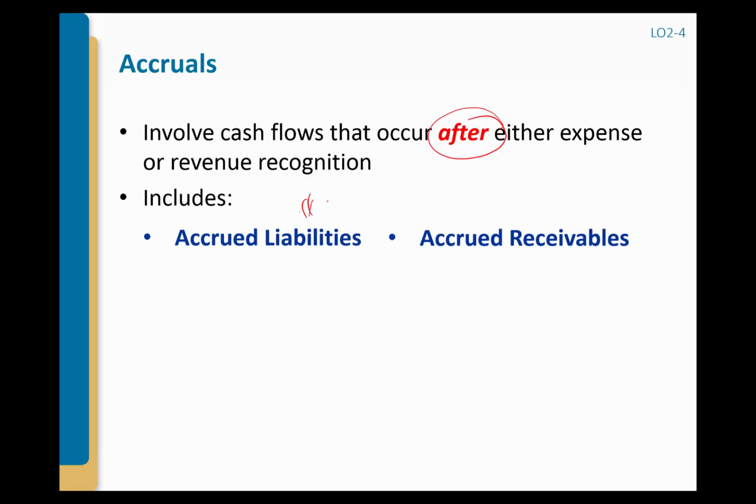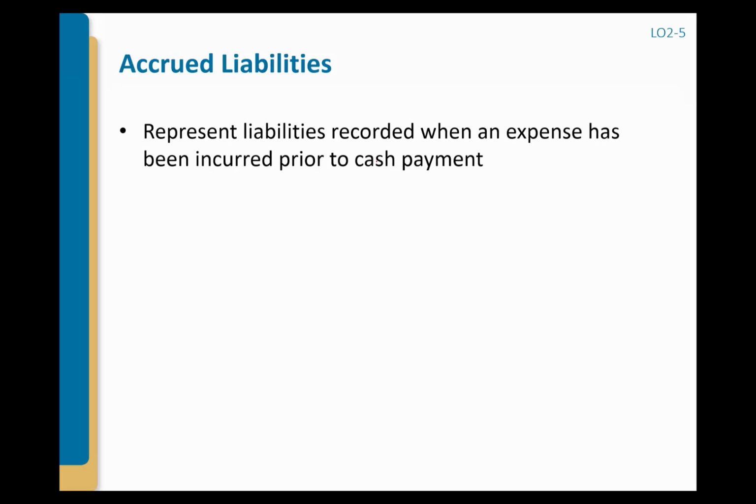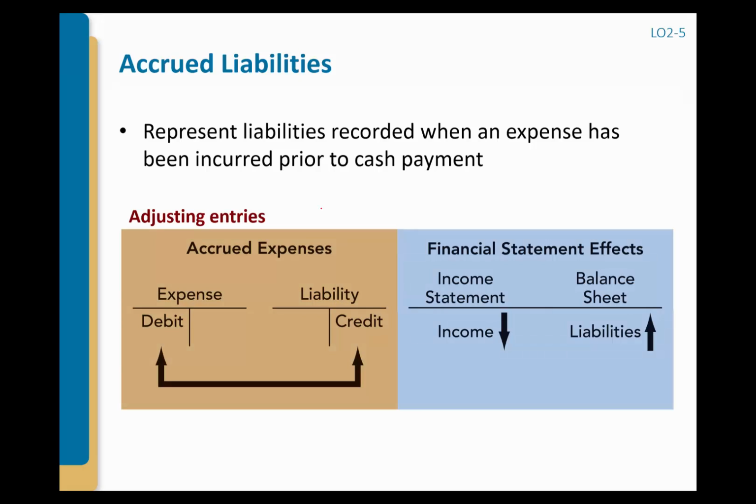Liabilities is our most common accrual, accrued liabilities. And basically that's usually involving external transactions that are recorded from a source document, and then sometimes it may generate from internal transactions. And basically what an accrued liability represents is a liability when an expense has been incurred but you have not yet paid the cash, again to bring us to an accrual basis of accounting. So in this case, you haven't paid the cash yet, so here you're recording the expense and you're crediting the liability account. So you have to record the expense because you incurred it, and then you have to record the liability showing that you owe the money at some future time.